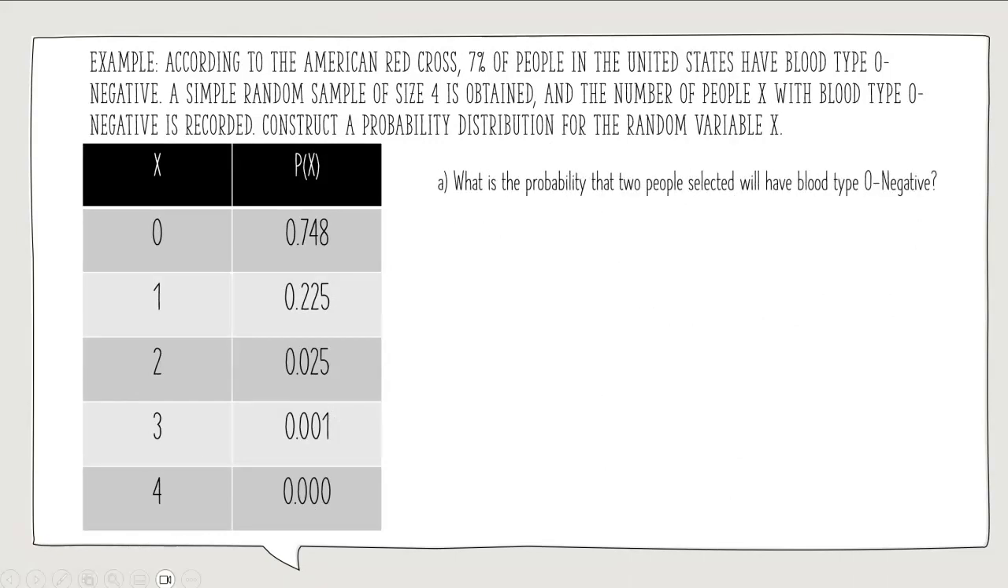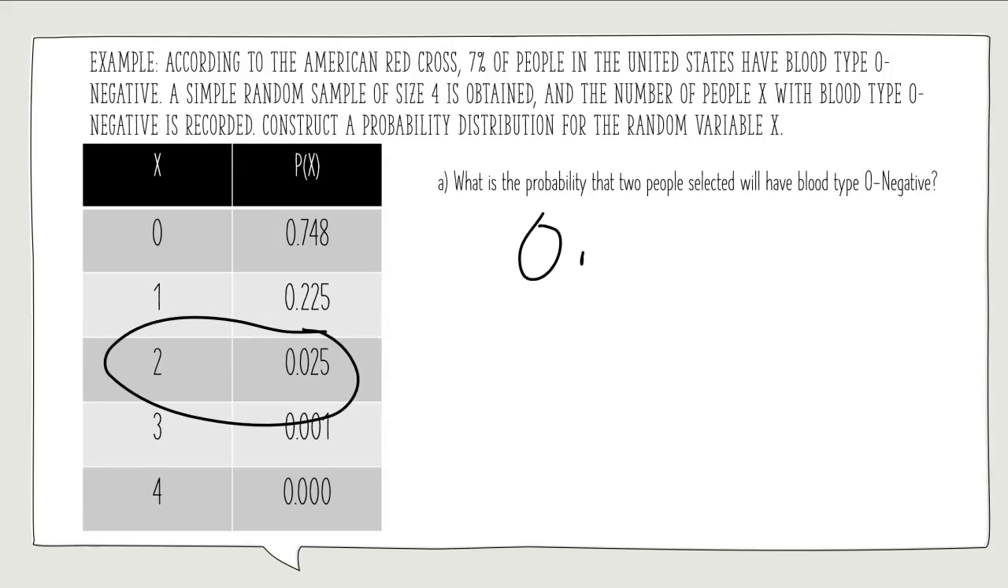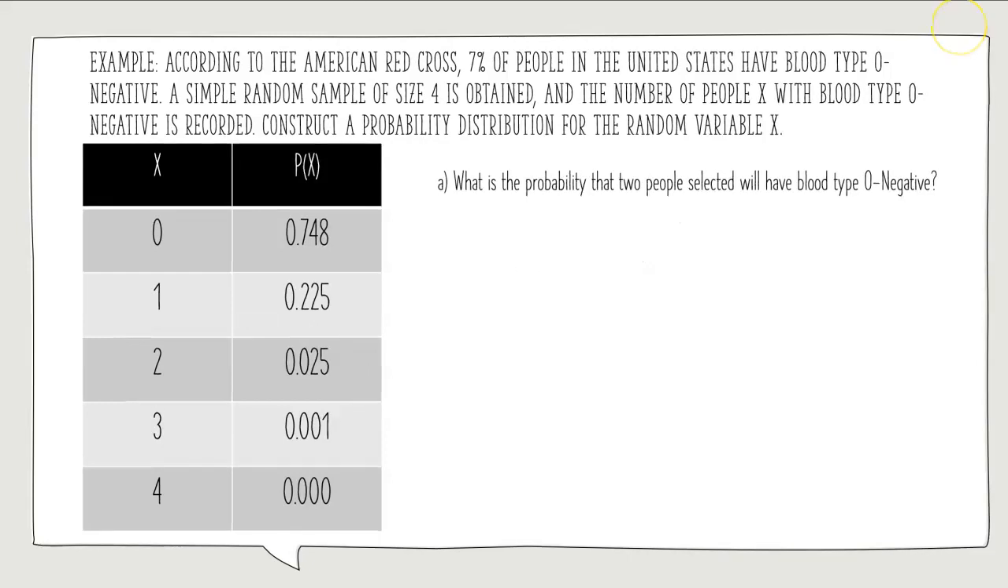All right, we want to answer a few questions about this probability distribution. And the first is the probability that 2 people selected will have blood type O negative. So that's just 2 in our chart. So what is that probability? It will be 0.025. All right, that one is pretty simple. Nothing special you need to do there.